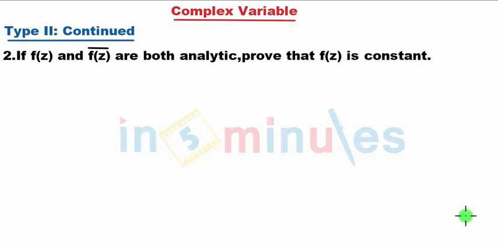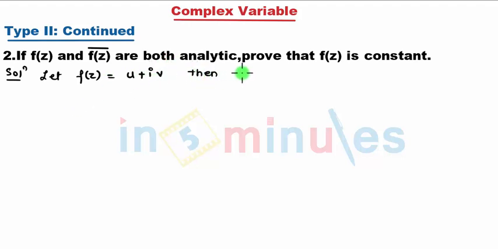We'll continue with type 2, that are proofs on analytic functions. Now it is given that if f(z) and f(z̄) are both analytic, prove that f(z) is constant. Let's start with the solution. Let us consider f(z) as u plus iv.